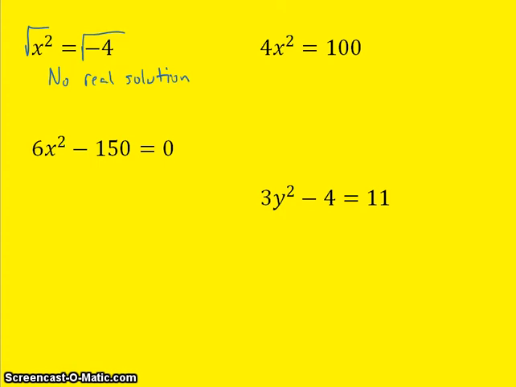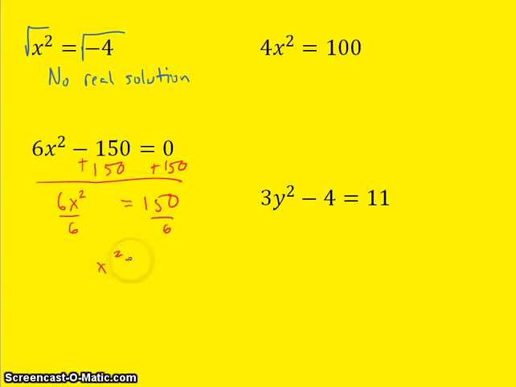If we continue down, now we have something that looks more like a quadratic. 6x squared minus 150 equals 0. So we need to solve for x. So what we're going to do is get rid of everything beside the x squared and then treat it like the previous slide. So we're going to add 150 to both sides. So the goal is maybe not so much to get x by itself, but to get x squared by itself right away.